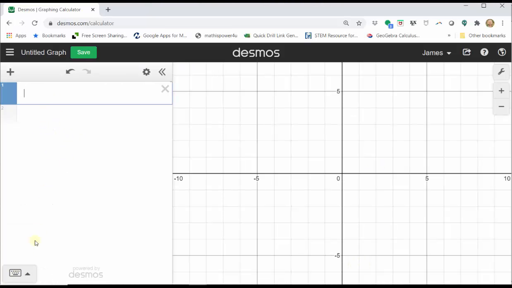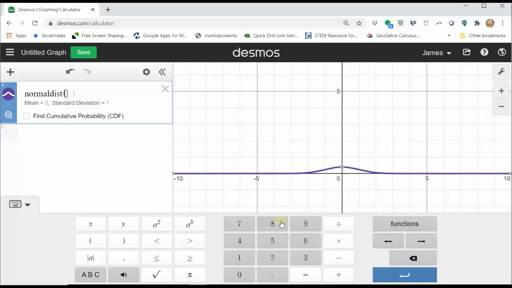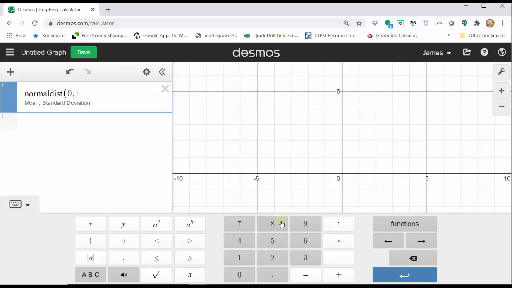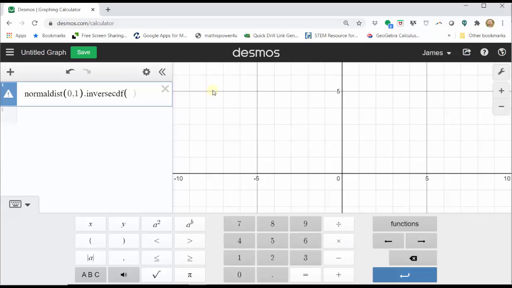With the cursor in cell 1, click Show Keypad, click Functions. Under the Distributions menu, click Normal Distribution. Enter a mean of 0, standard deviation of 1, close parenthesis, a decimal point or period. Functions, inverse CDF, enter the area to the left of the z-score, which again is 0.995. Let's use the z-score of 2.576.